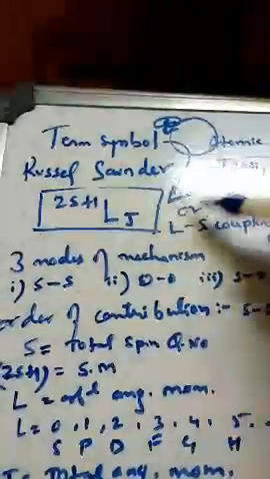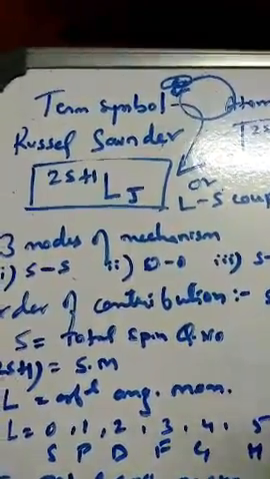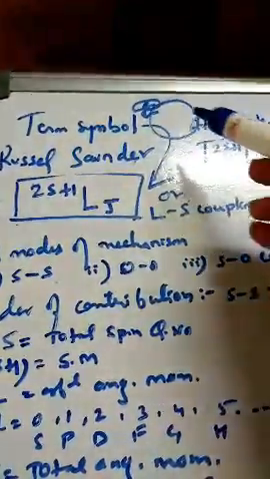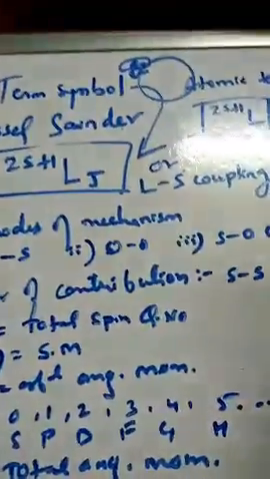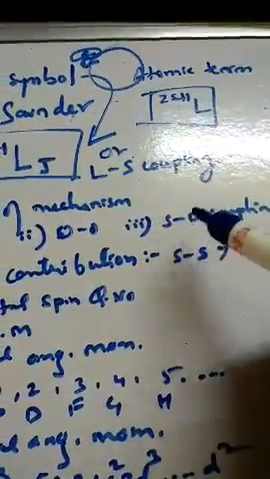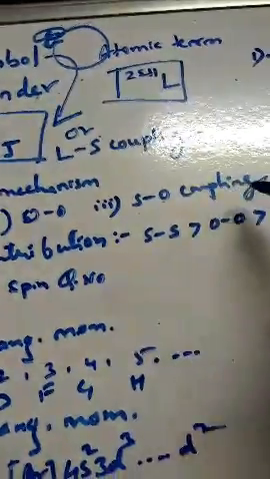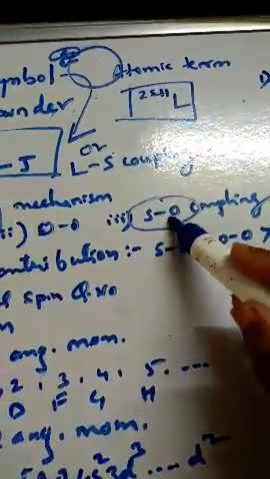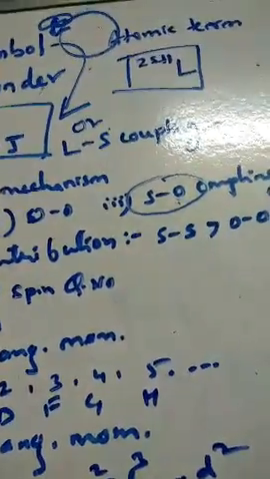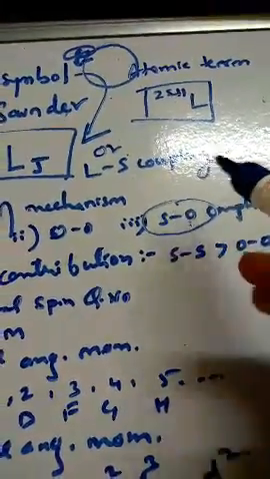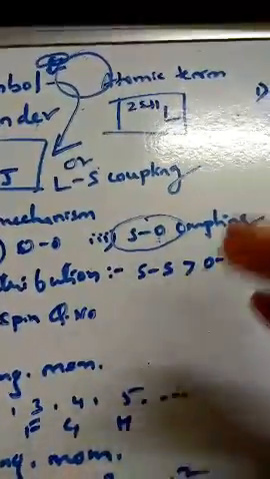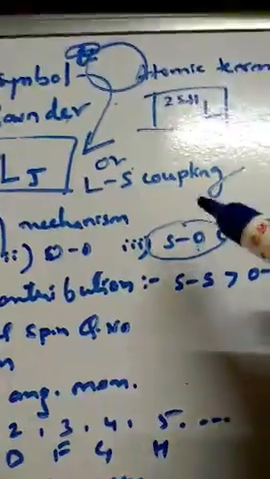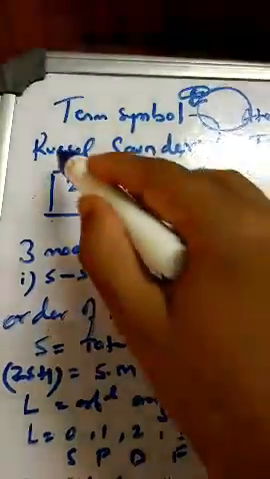During this, one electron may interact with another electron. Similarly, in orbital motion, sometimes spin-orbit coupling will be there. This spin-orbit coupling is a little bit complicated, and we call it jj coupling. It is shown by elements with atomic number more than 30. The term symbol was first given by Russell Saunders.